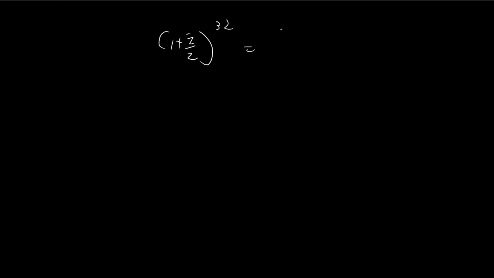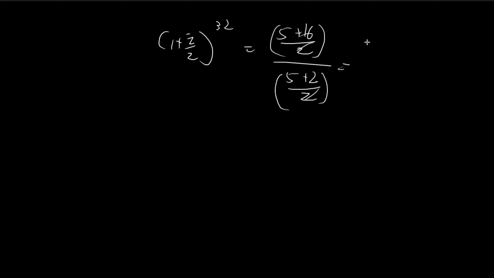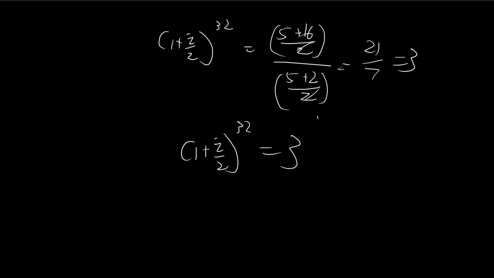So A16 is equal to (5 plus 16) divided by 5, divided by A2, which is (5 plus 2) divided by 5. The 5's cancel out, so it's just 21 divided by 7, which is equal to 3. So we get a nice equation. And then using our calculator, you can just take the 1 over 32nd power, and then you can find i. If you do the calculations, you'll find that i is equal to 0.0698555534.